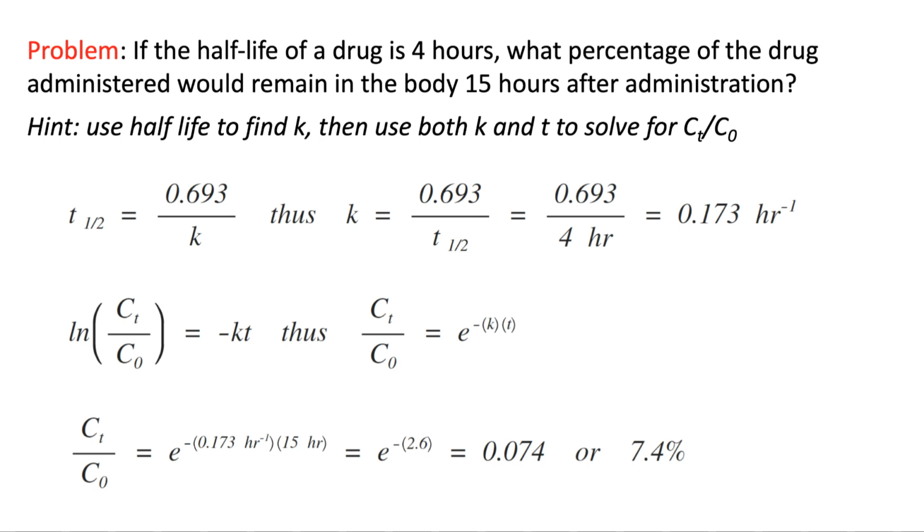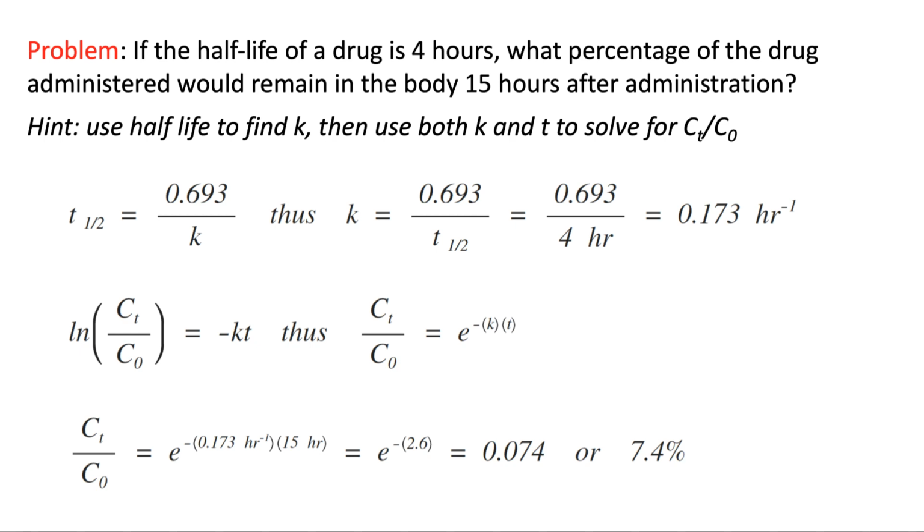And I notice my units are the same. I've got 15 hours, and my K is in reciprocal hours. So when I multiply, those units will simply cancel. Okay? So truly, my ratio is simply the value. And if we take the 0.173 times 15, that gives me 2.6. And since it's a negative 2.6, e raised to a negative 2.6 is equal to 0.074. That's the numeric answer.